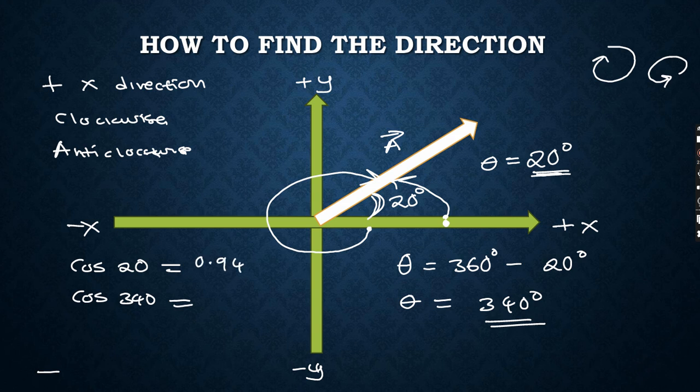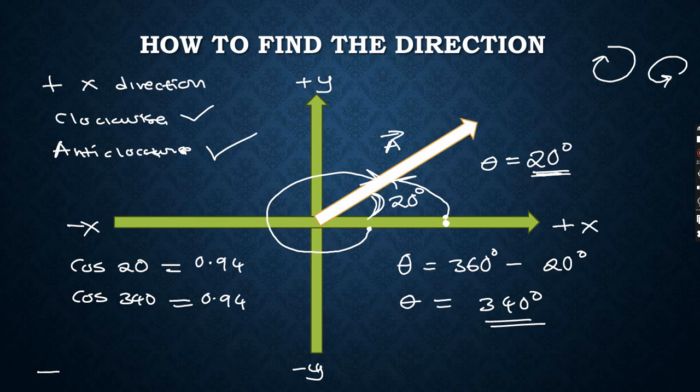What about cos 340? Cos 340 is also 0.94. So this makes more sense, guys. Finding the direction clockwise or anti-clockwise doesn't affect the direction. It is one and the same. So what you need to know, guys, if you haven't been instructed the direction to use, go ahead and use anti-clockwise. It is the recommended. You use clockwise only if you have been told to use clockwise.